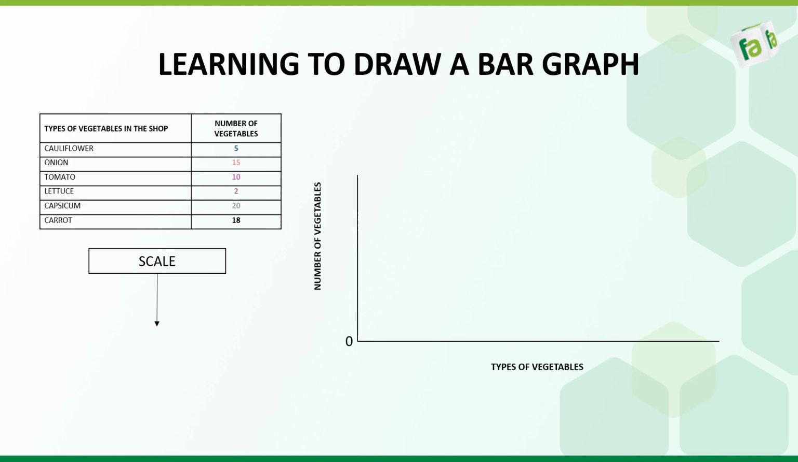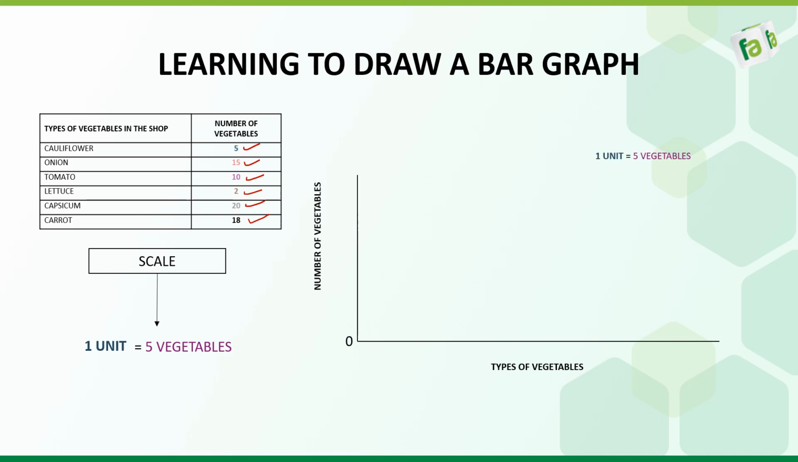For setting the scale, we need to observe the frequency of the data, which is 5, 15, 10, 2, 20 and 18. In most of the cases, we see a common pattern of a leap of 5. Therefore, setting the scale of 5 vegetables per unit will be a good option here. So, 1 unit is equal to 5 vegetables. We can always increase the scale depending upon the frequency of the data.